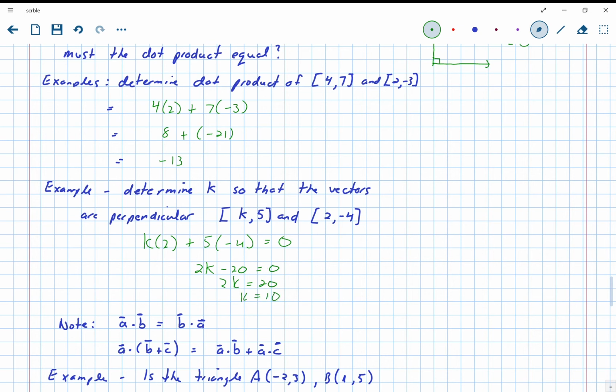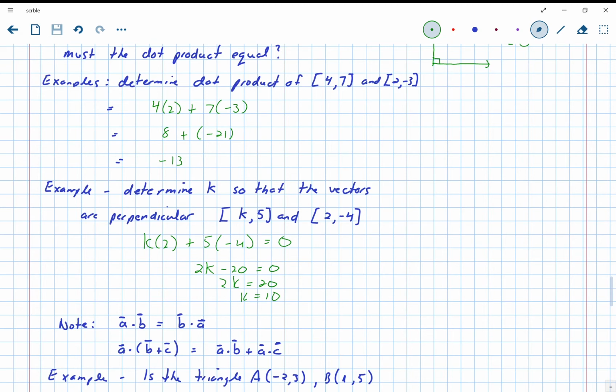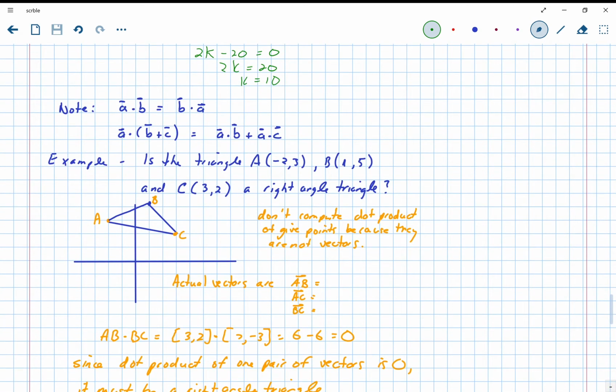Right. Now just a couple properties here. A dot B equals B dot A. Okay, you can switch the order. It doesn't matter. You get the same result. And A dot the sum of two vectors B plus C is equal to A dot B plus A dot C. All right. So next example here, is the triangle A, B, and C a right angle triangle?